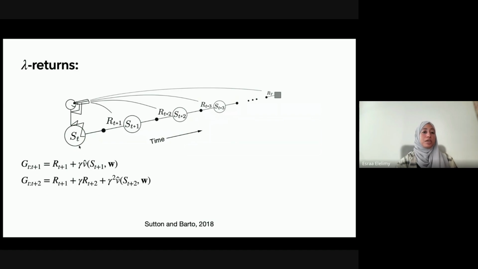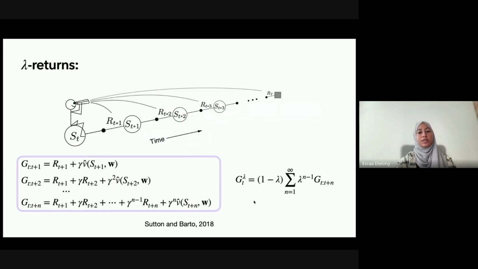I can maybe look 2 steps. So I will take the reward, discount the next reward, and then bootstrap from this value. But I can also do other things. I can look 3 steps, 4 steps. I can look as many n steps in the future as I want. All of these are possible targets that we can use. But there is also another interesting target, which is maybe I look at all of those and average them together.